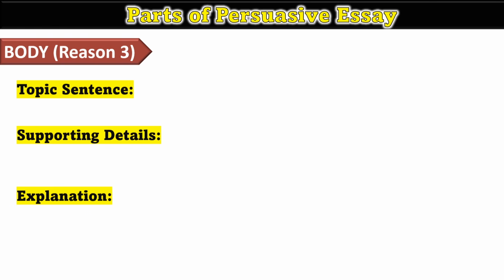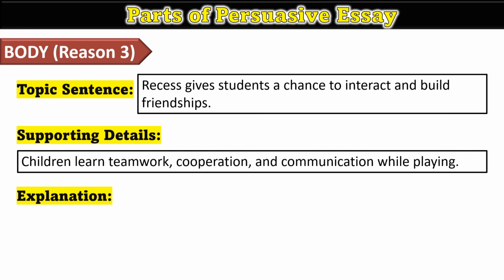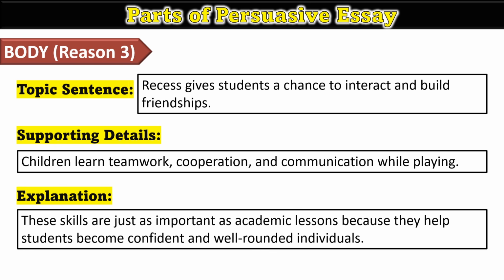Paragraph 3 or Reason 3 focuses on social skills. Topic sentence: Recess gives students a chance to interact and build friendships. Supporting details: Children learn teamwork, cooperation, and communication while playing. Explanation: These skills are just as important as academic lessons because they help students become confident and well-rounded individuals.